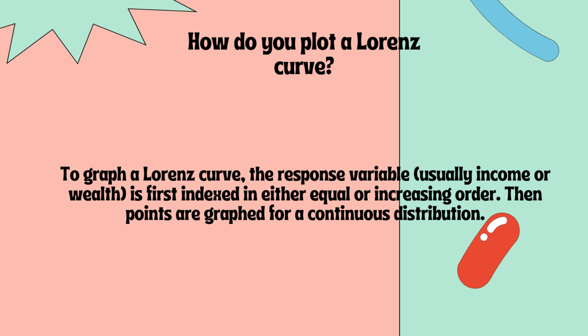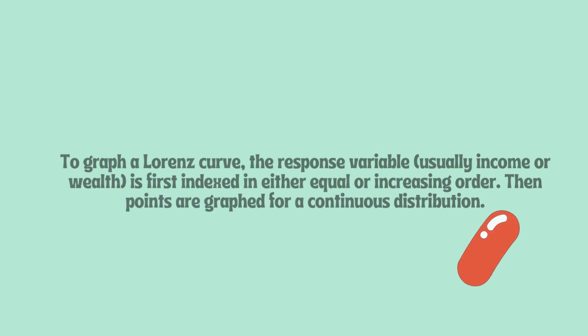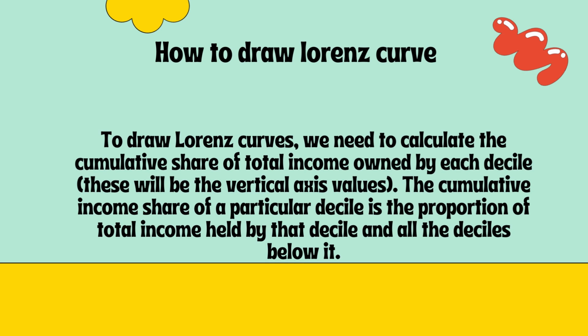Then points are graphed for a continuous distribution. How to draw the Lorenz curve? To draw Lorenz curves, we need to calculate the cumulative share of total income owned by each decile. These will be the vertical axis values. The cumulative income share of a particular decile is the proportion of total income held by that decile and all the deciles below it.